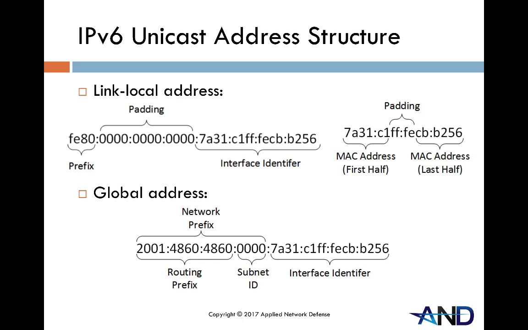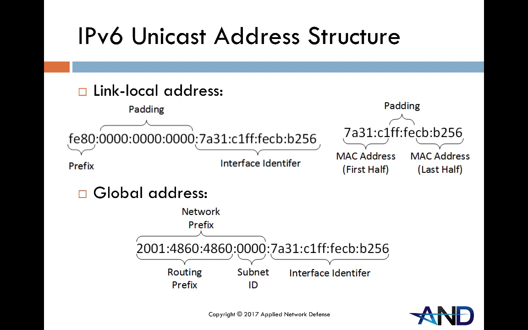Keep in mind that the routing prefix and subnet ID can vary a little bit in size based upon how the network is subnetted, so that's something we have to consider as well. You can look up specific values for that in the RFCs associated with IPv6. But these are the two address types, and you really just want to be able to identify which one you're working with.